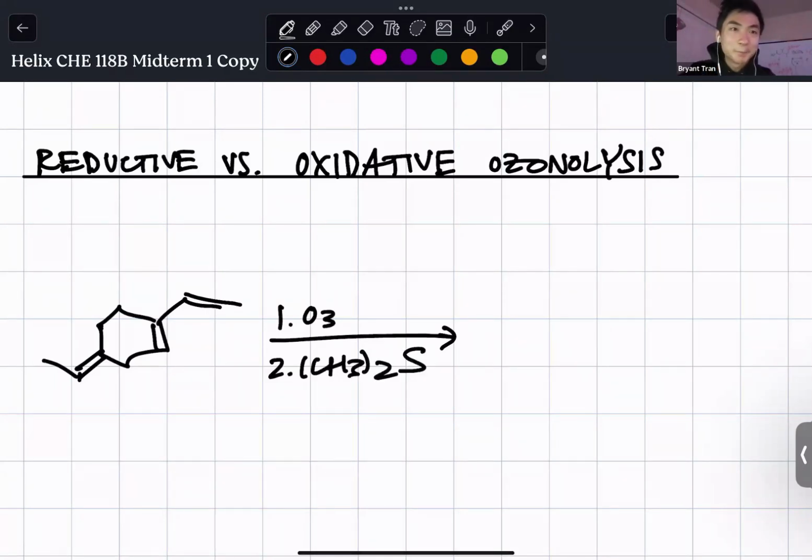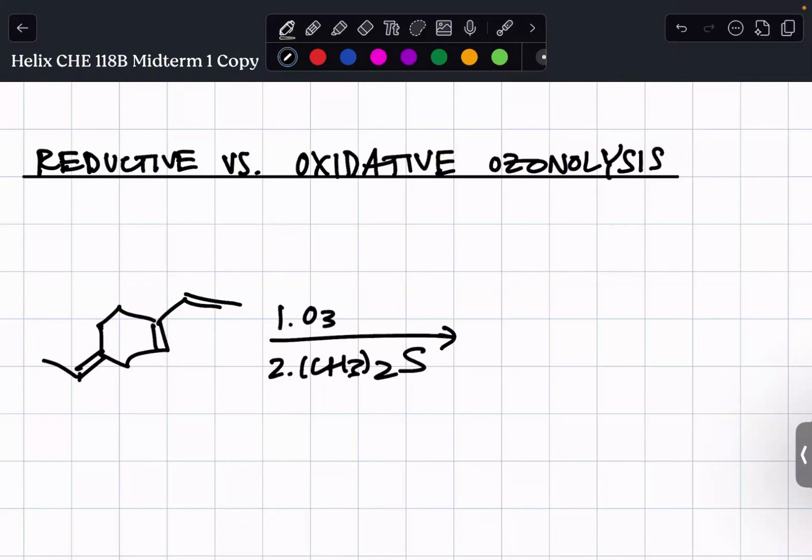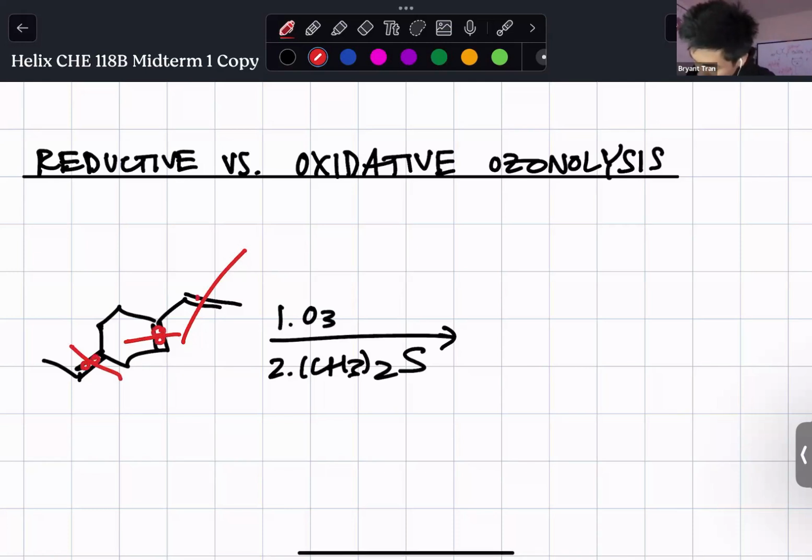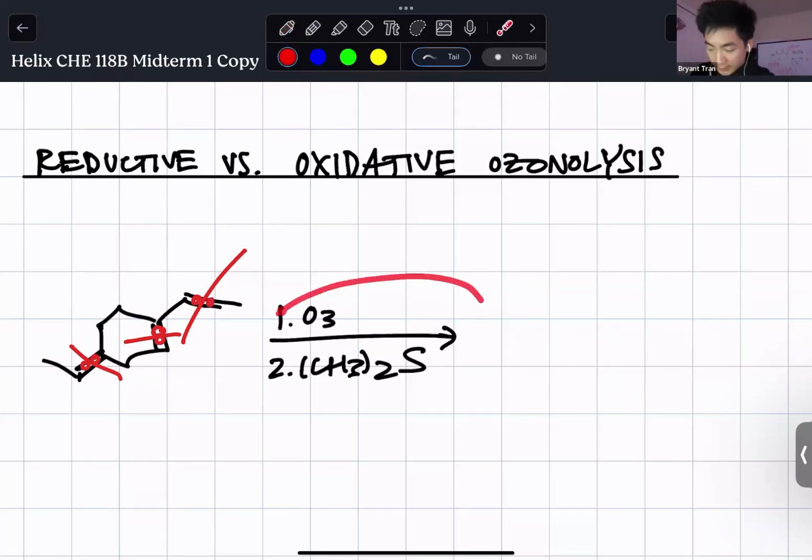How would you guys predict the product here? Like, what would you guys do to predict the products from this reaction here? Cut it and replace the double bonds with O's. Yep, cut the alkenes in half, like that, and put O's in the middle, like that, to get the answer from this reductive ozonolysis.